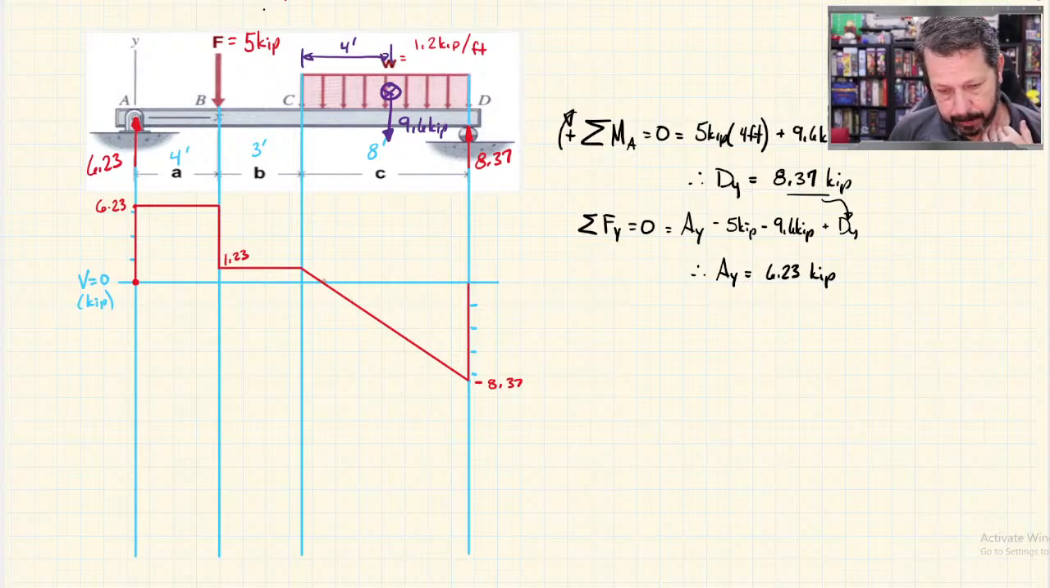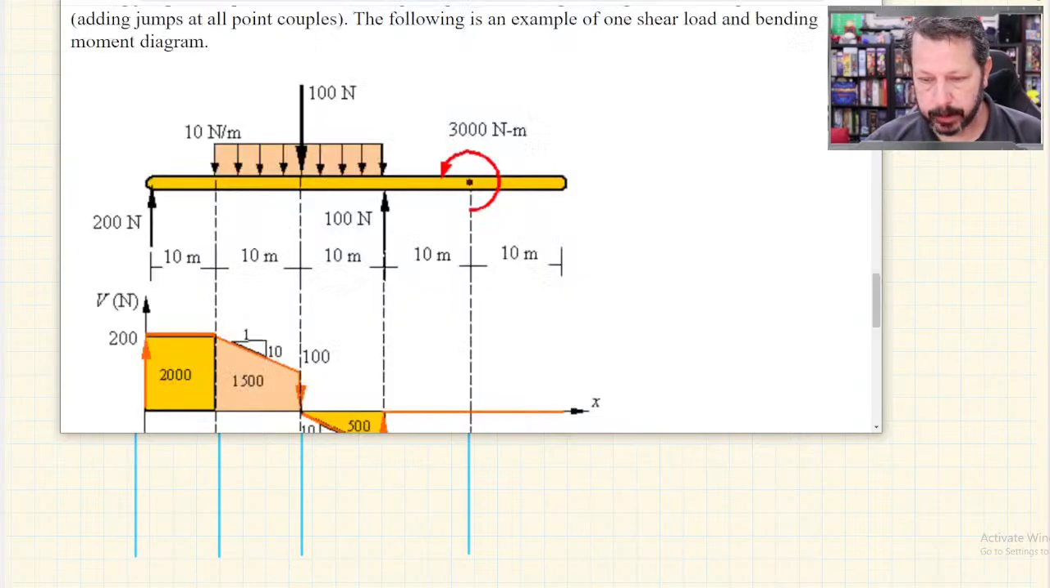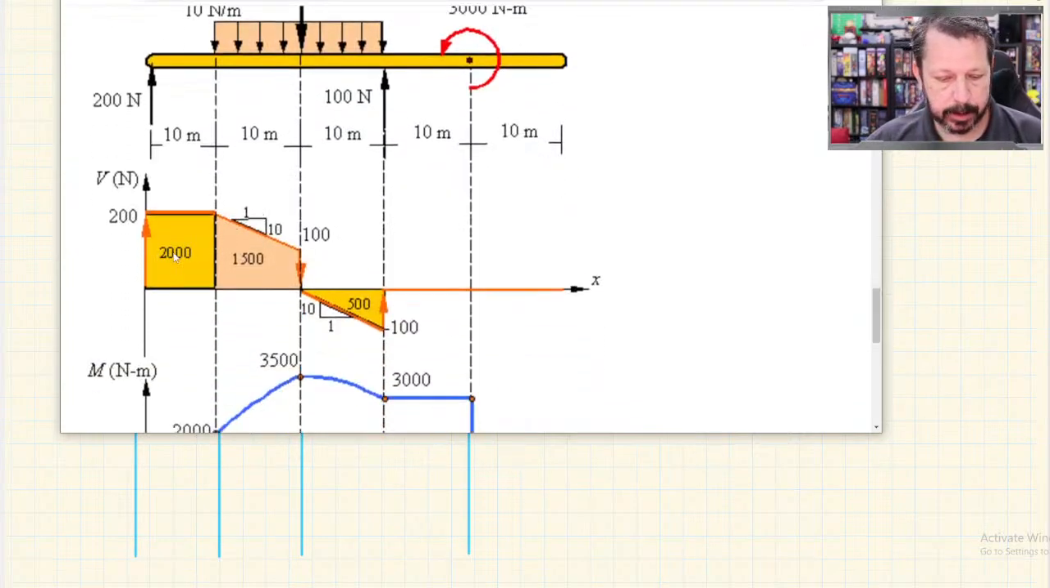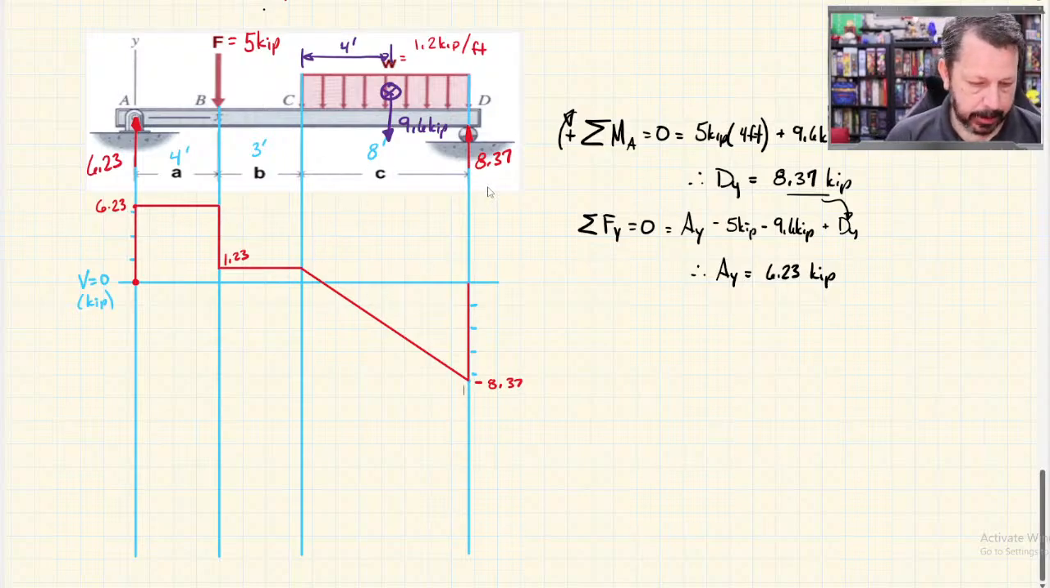Now, remember over here, well, not that one, but the other one we were looking at, this one, they put all of these numbers in the area. We need to do that. So basically that is integrating our shear diagram. So the first one's easy. It has a height of 6.23 and a base of 4 feet.